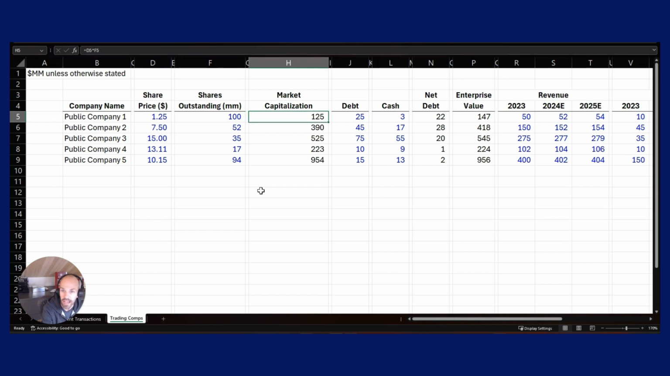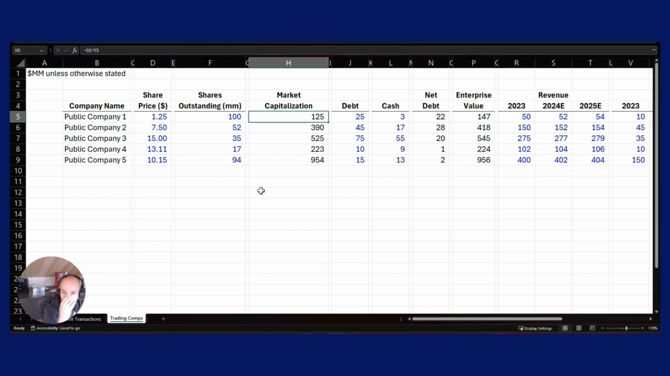To calculate market cap, that's the equity value of a business. It's basically the share price times the number of shares that are outstanding. And you can get the number of shares outstanding, at least in North America, from the public filings. So literally here on public company one, it's $1.25 a share, 100 shares are outstanding. So it's 1.25 times 100 to get you a $125 million market cap. And I've done that same calculation for all the companies.